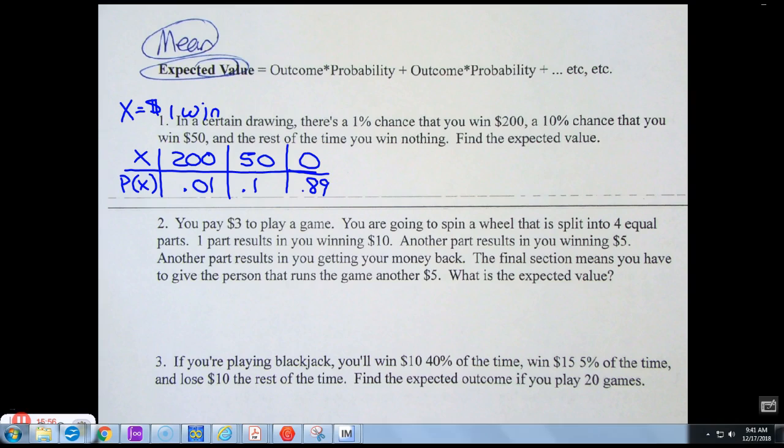So your job is to find the expected value, which is the same thing as the mean. So could you put this in your L1 and this in your L2 and have your calculator find it? Yeah, that's absolutely fine. That's one way to do it. Another way, kind of a shorter way, and what your calculator is doing, is you're just multiplying each of these together. So it's the outcome times the probability of that outcome, plus the next outcome times the probability of that outcome, plus the next outcome times the probability of that outcome. So you'd go 200 times 0.01, plus 50 times 0.1, plus 0 times 0.89. So, is that $7? Yeah.